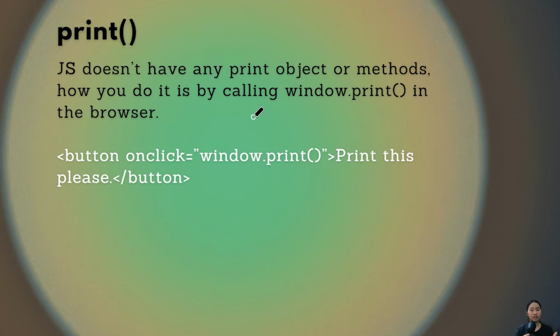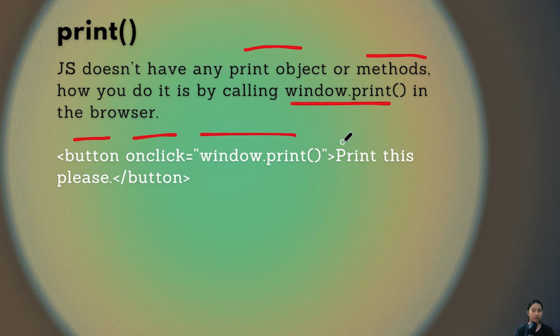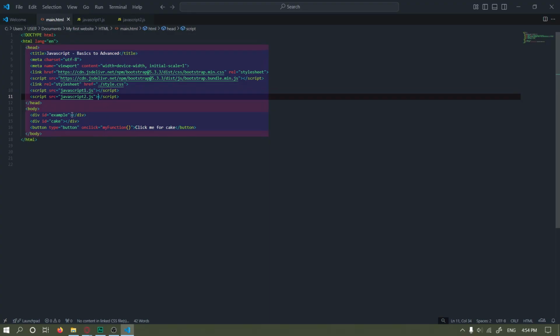There's always a neat little print method that we can use to print whatever we want. But JavaScript doesn't really have that. It doesn't have any print object or methods. Button, on-click, window.print, print this, please. Button. That's it.